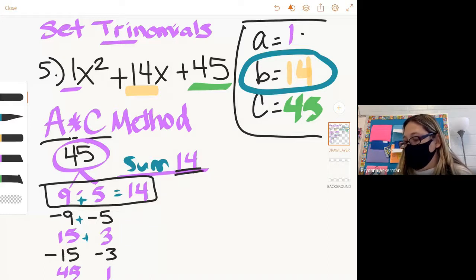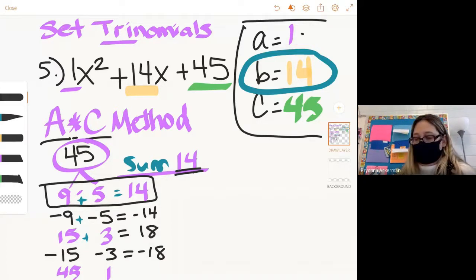Now you could keep going if you needed to. This one would be a negative 14. This one would be an 18, right? But you see, we happen to get it on the first try, okay? And as you do this more and more, you'll get used to it. You'll start seeing, okay, A times C gives me this. What plus what gives me the B? You'll start seeing it, okay?